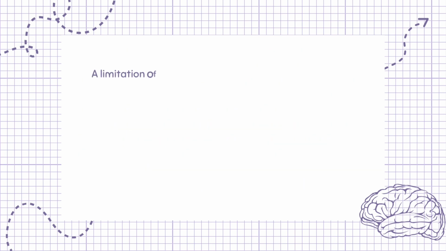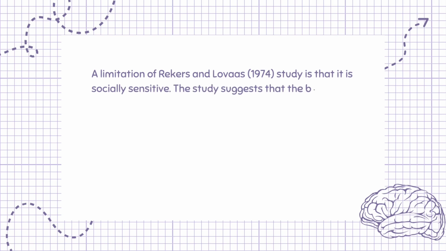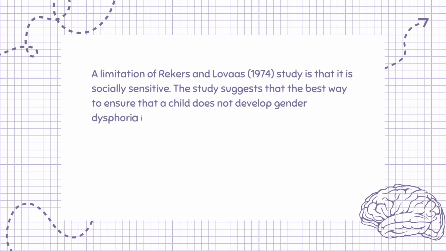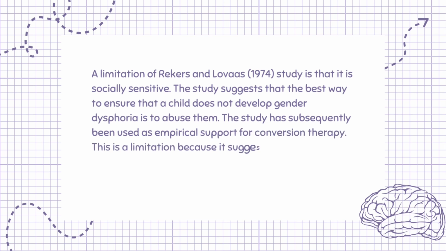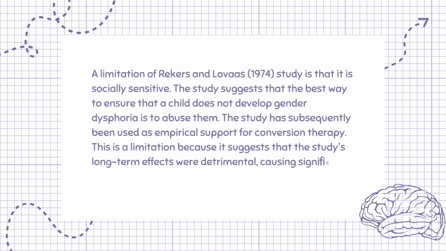A limitation of Riekers and Lovars, 1974, study is that it is socially sensitive. The study suggests that the best way to ensure that a child does not develop gender dysphoria is to abuse them. The study has subsequently been used as empirical support for conversion therapy. This is a limitation because it suggests that the study's long-term effects were detrimental, causing significant psychological harm to the participant.